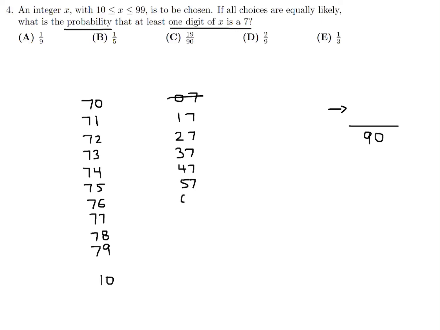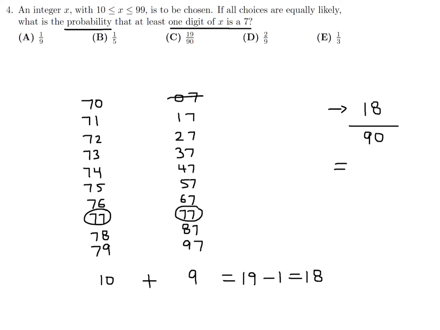All right, so let's see how many we get here. This will be, looks like 9. So the total is 10 plus 9. Yes or no? Is the total 10 plus 9? No. Why? Because 77 is in both lists. We overcounted that. So we have to subtract that, and therefore the total is 18. So 18 over 90 is our probability, and that reduces to 1 over 5. So number 4, the answer is B.